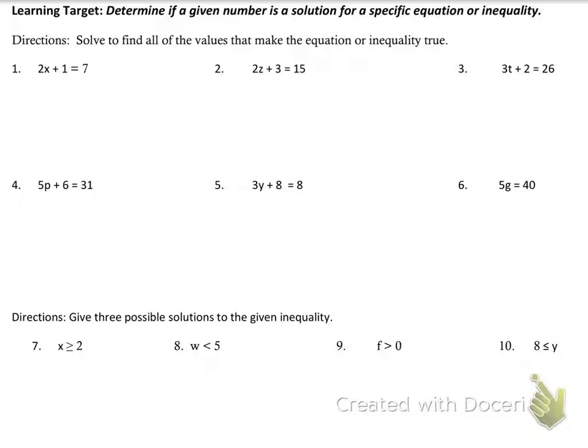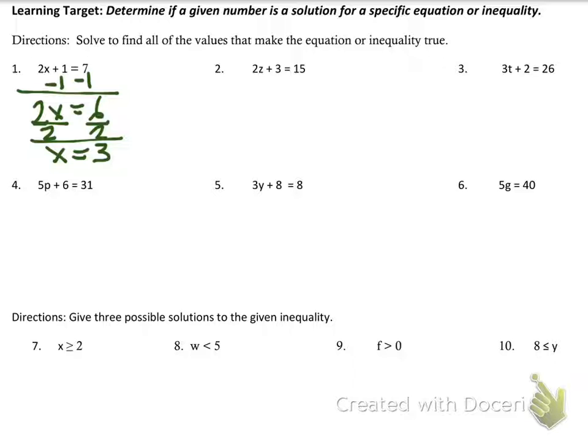Second learning target. Determine if a given number is a solution for a specific equation or inequality. And what we're going to do here is just solve the equations. So I'm going to use those steps. So on number 1, I'm going to subtract 1 from both sides. And when I do that, I get 2x equals 6, and then divide each side by 2, and I get x equals 3. That's the first one. These are two-step equations, by the way.